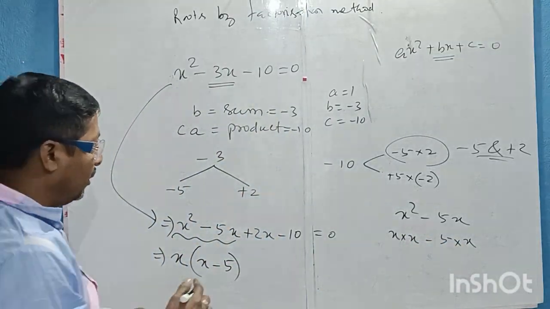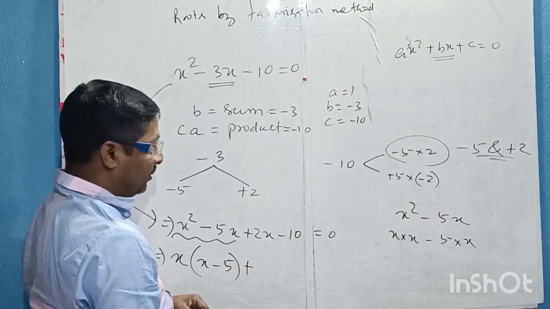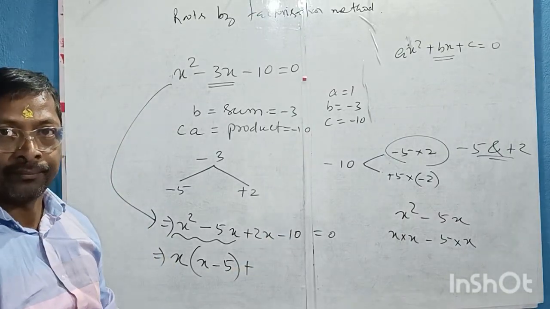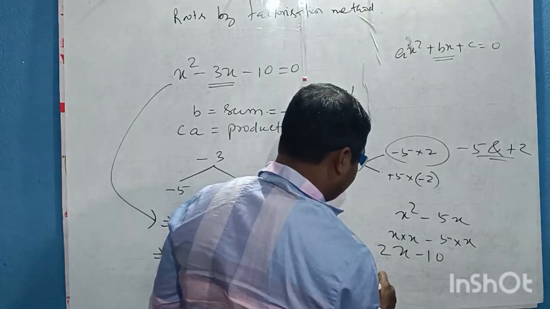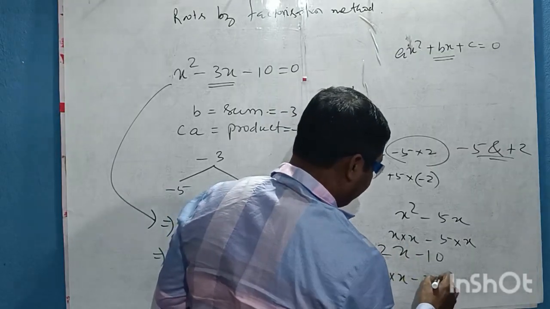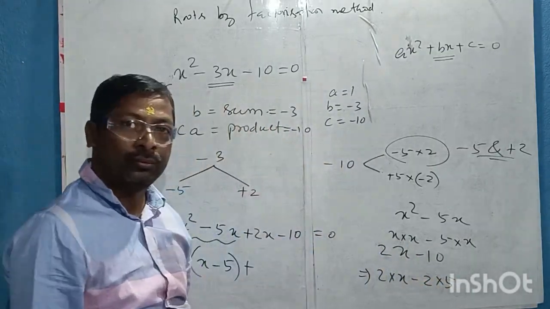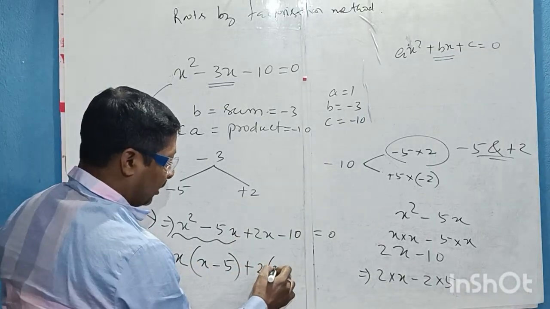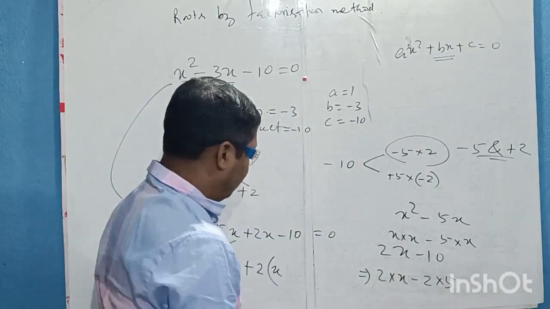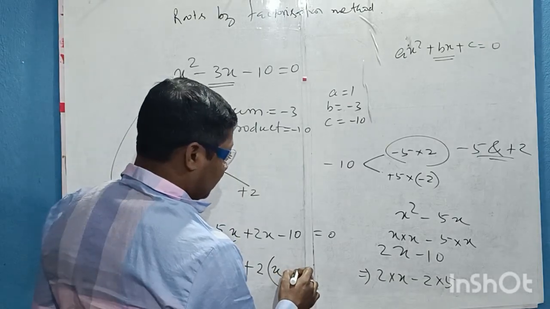Okay. Now from 2x and minus 10, what will be common? 2x minus 10 is 2 into x minus 2 into 5. What is common? 2. So take 2. After taking 2, x will be remaining, and minus 5 is remaining.